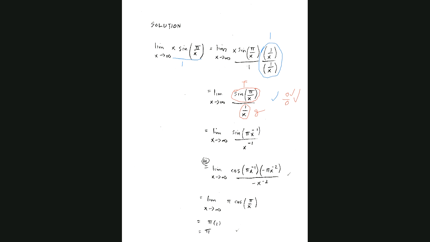I'm not going to apply it yet, because when I take derivatives, I like to use the power rule as opposed to the quotient rule. So the pi over x, that angle in the sine, I write as pi times x to the negative first. And 1 over x, I write as x to the negative first. Now I will apply L'Hopital's rule and take the derivative of the numerator and denominator using the chain rule.